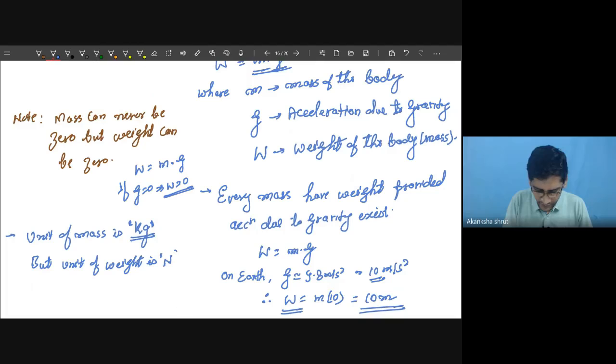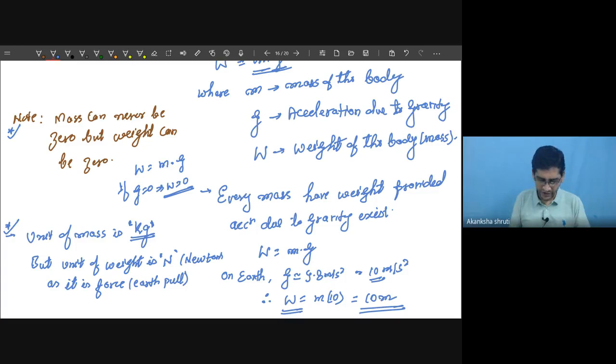Student, it is a very important point that we have to keep in mind. These two are very important points. When questions are asked, write in bracket, it is Newton. N denotes Newton. Why? As it is a force. You may remember like earth pull. Any pull or push is called force. So the unit of weight is Newton. This is the other point that we have to keep in mind.